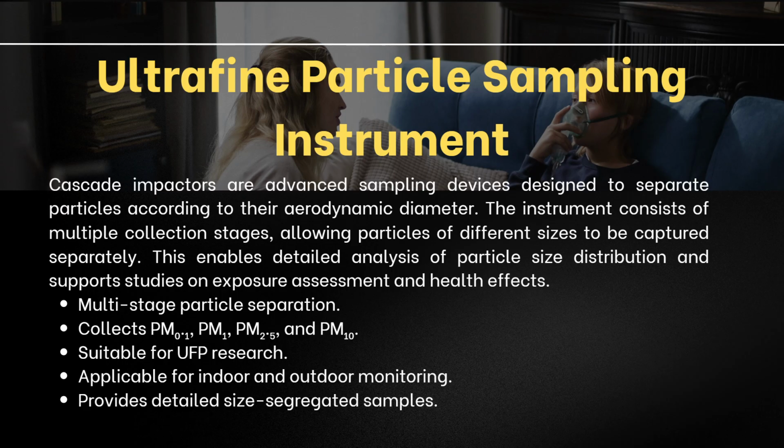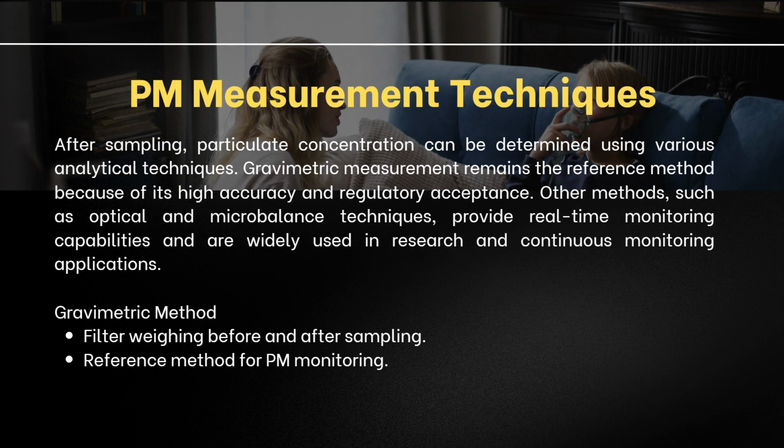For the ultrafine particle sampling instrument, the cascade impactors are advanced sampling devices designed to separate particles according to their aerodynamic diameter. The instrument consists of multiple collection stages, allowing particles of different sizes to be captured separately. This enables detailed analysis of the particle size distribution and supports studies on exposure assessment and health effects, including multi-stage particle separation, collecting PM0.1, PM1, PM2.5, and PM10. It is suitable for ultrafine particle research, applicable for indoor and outdoor monitoring, and also provides a detailed size-segregated sampler.